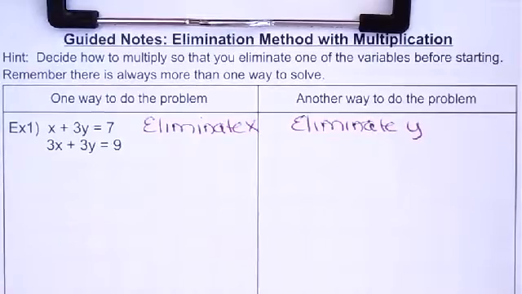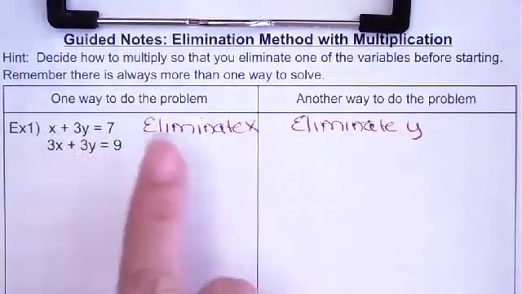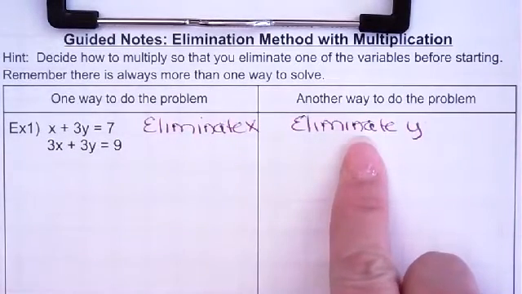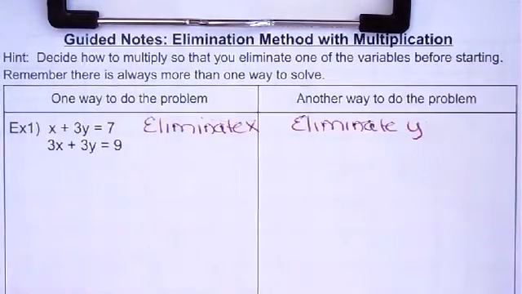So on each problem, we're going to solve it by eliminating x on the first attempt. Then the second time we work it, we're going to flip it and we're going to eliminate y to start with, okay? Now I want you to see how they're similar yet different, okay?